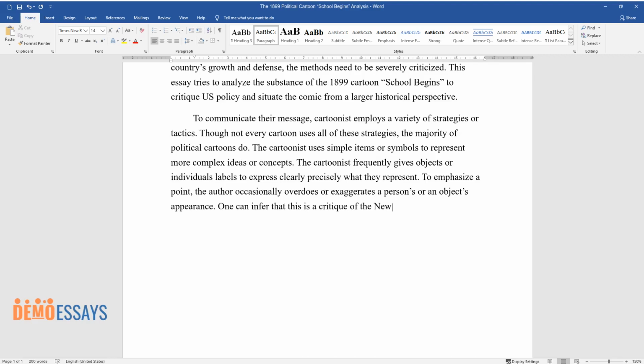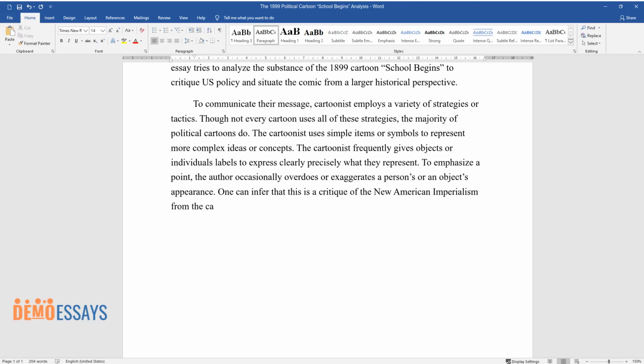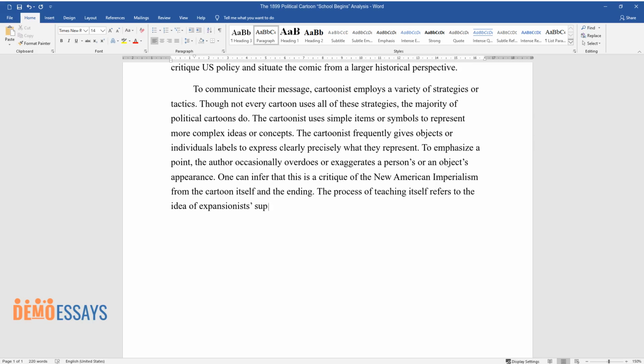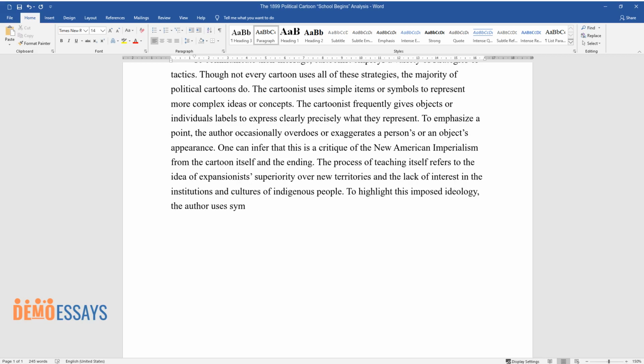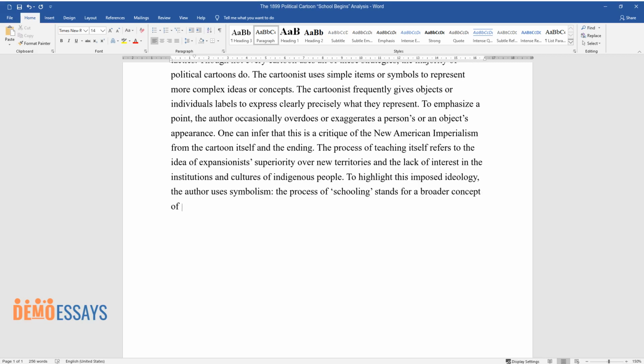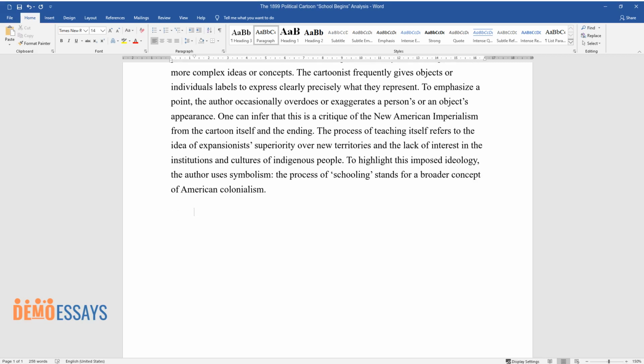One can infer that this is a critique of the new American imperialism from the cartoon itself and the ending. The process of teaching itself refers to the idea of expansionist superiority over new territories and the lack of interest in the institutions and cultures of indigenous people. To highlight this imposed ideology, the author uses symbolism. The process of schooling stands for a broader concept of American colonialism.